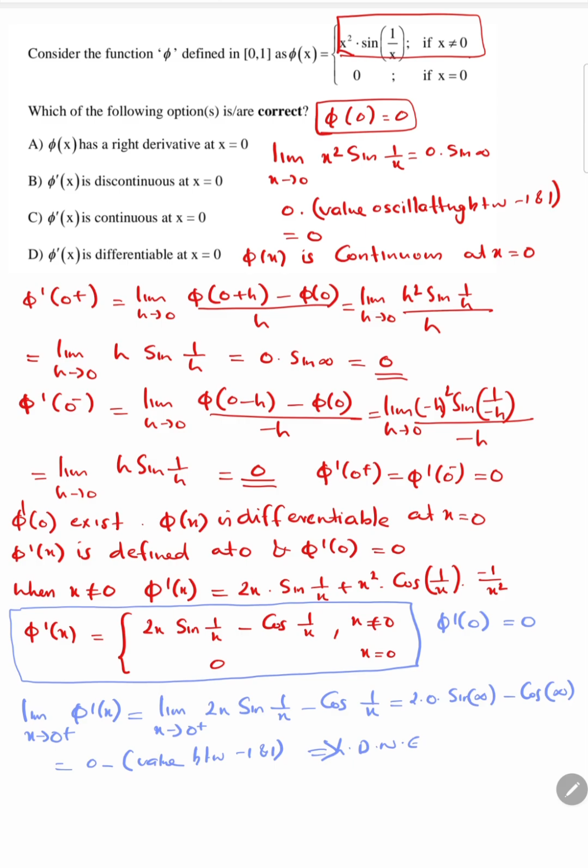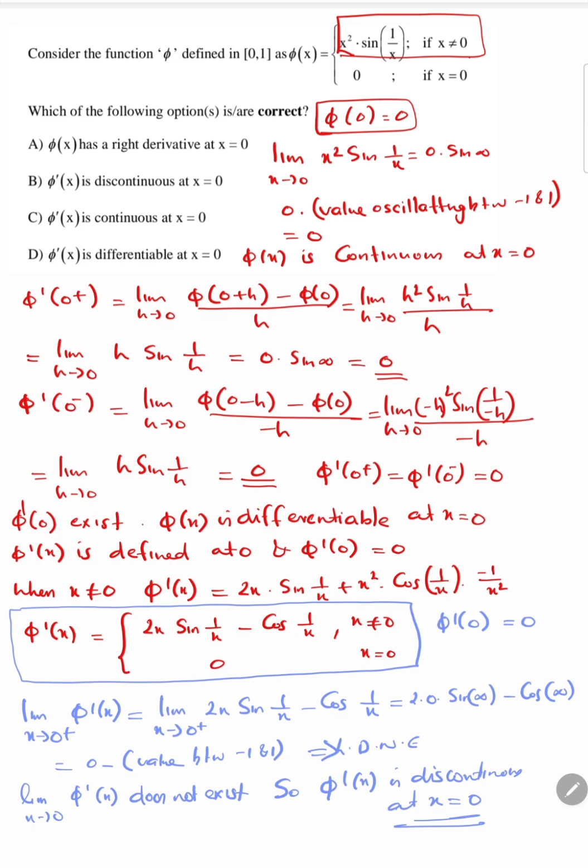So the RHL of the function does not exist. Similarly, LHL will not exist. So what I can say is limit x tends to 0, phi dash x does not exist. LHL also similarly you will get. Instead of infinity, it will be minus infinity, sine of minus infinity, cos of minus infinity. The same explanation we can use. So limit x tends to 0, phi dash x does not exist. So phi dash x is discontinuous at x equal to 0.